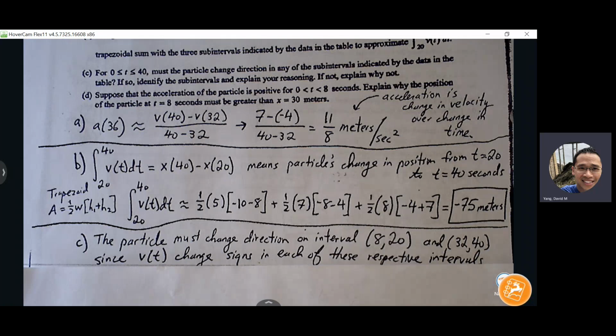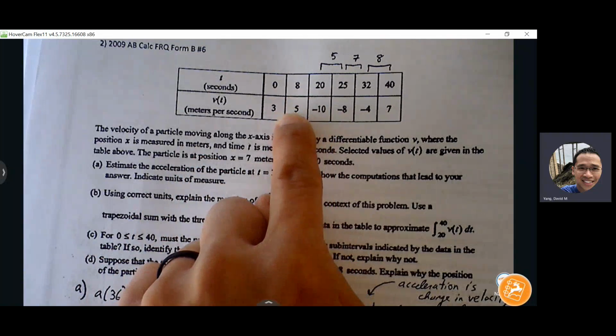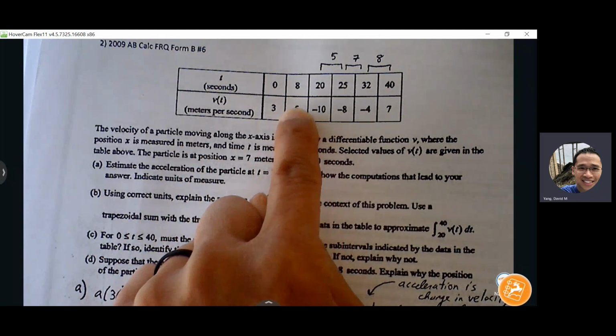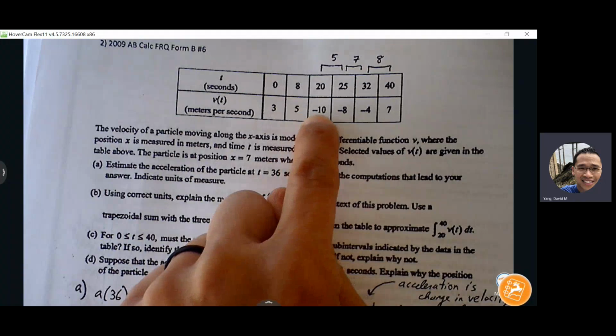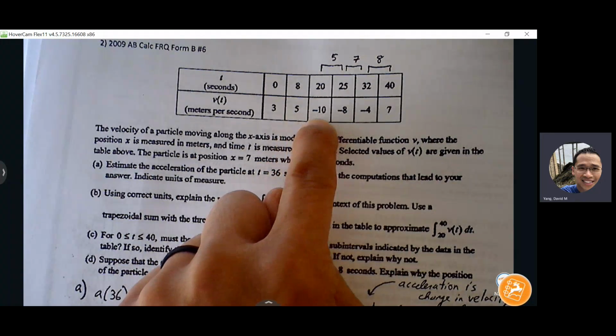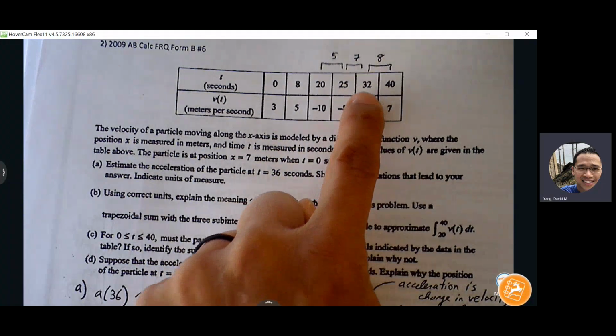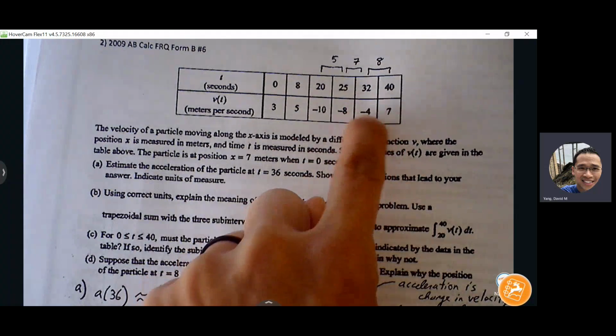Good. So we see a change in sign between 8 and 20, right? So this is basically kind of like IVT because we know it's a continuous function, so it can't skip over 0, right? In order to get from 5 to negative 10, it's got to change direction, to turn around. And then where's the other interval? From t 32 to 40, right? There's another change in sign here.